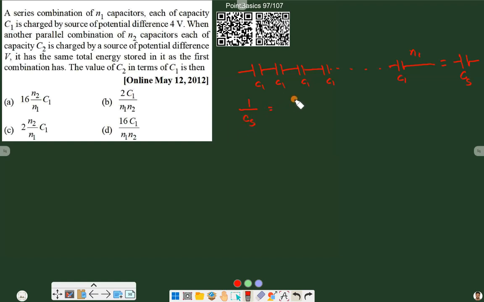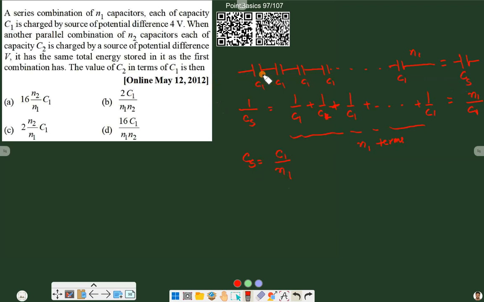So 1 by CS should be equal to 1 by C1, 1 by C1, up to 1 by C1, since all values are C1, and these will be N1 terms. When we add them, we get N1 by C1, so CS is equal to C1 by N1.